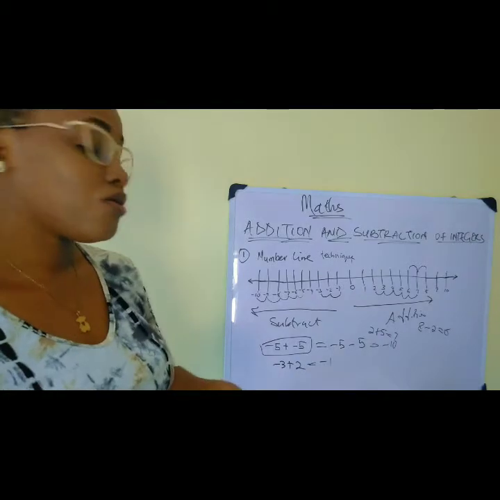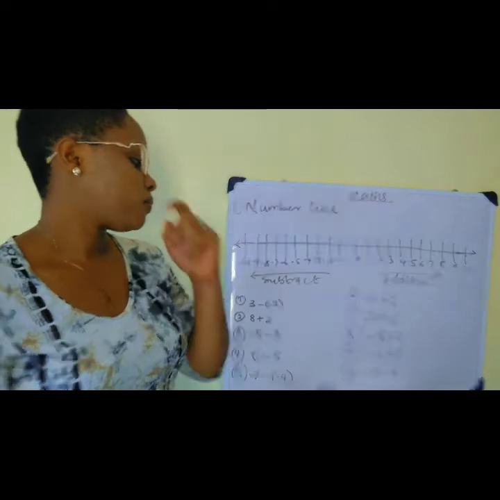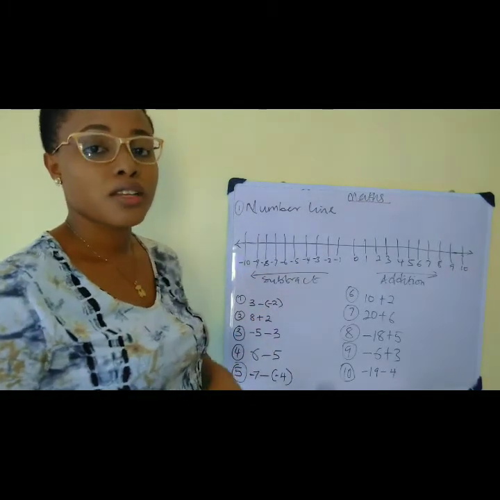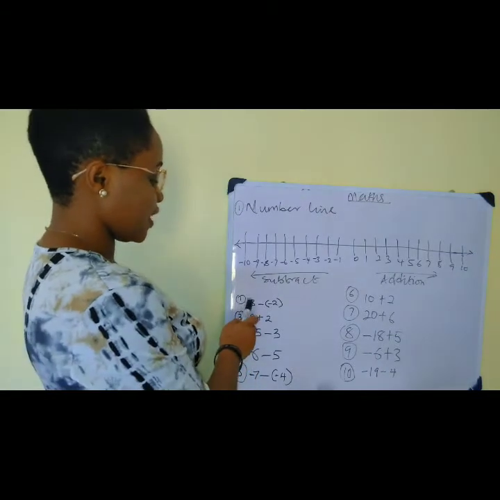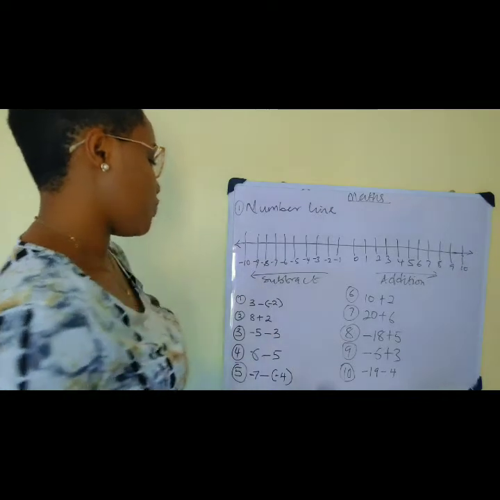Now let's go ahead and solve some more questions. So let's say you have some questions like this. Using our number line technique, let's take them one after the other. The first one is positive 3 minus negative 2.